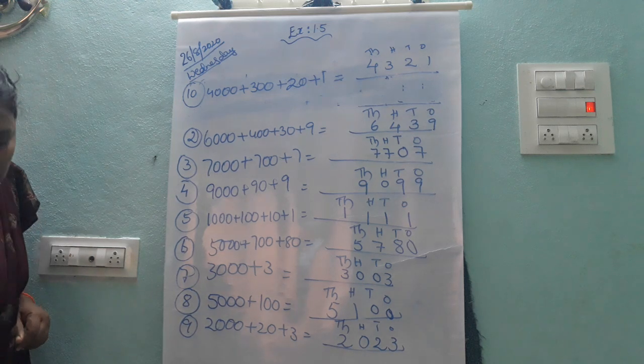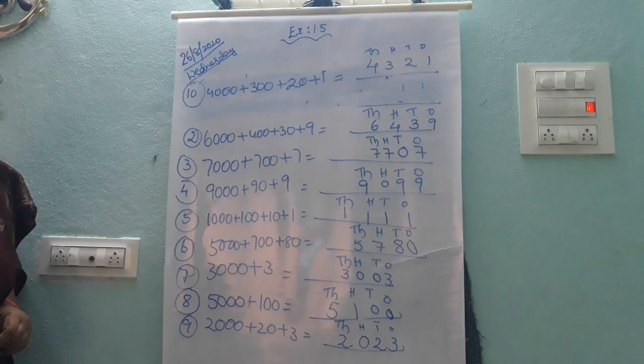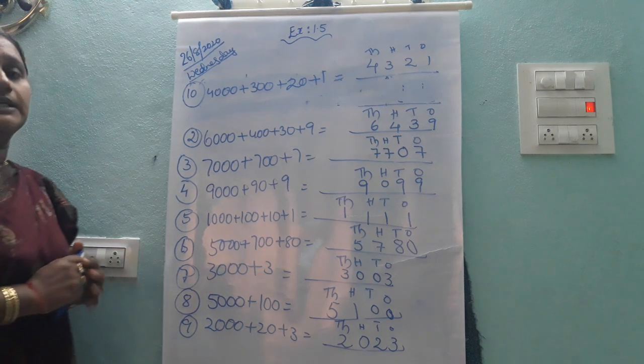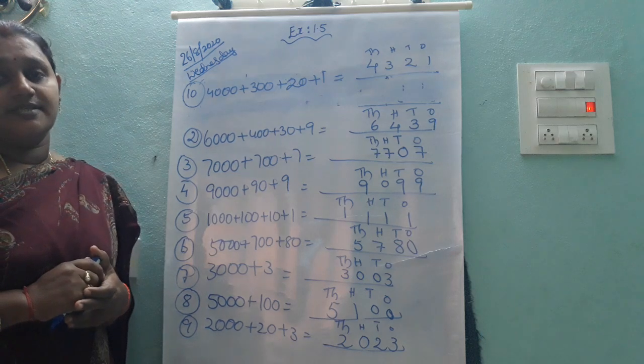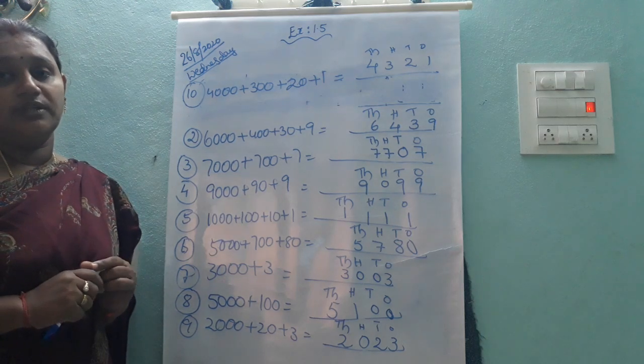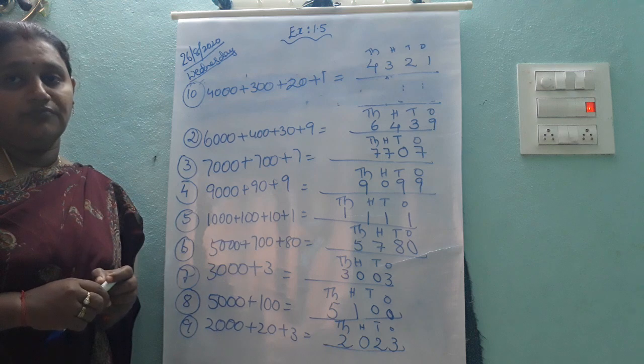Okay children, now our exercise 1.5 is completed. In the next session we will continue with exercise 1.6. 1.6 is about comparing numbers and ordering numbers.